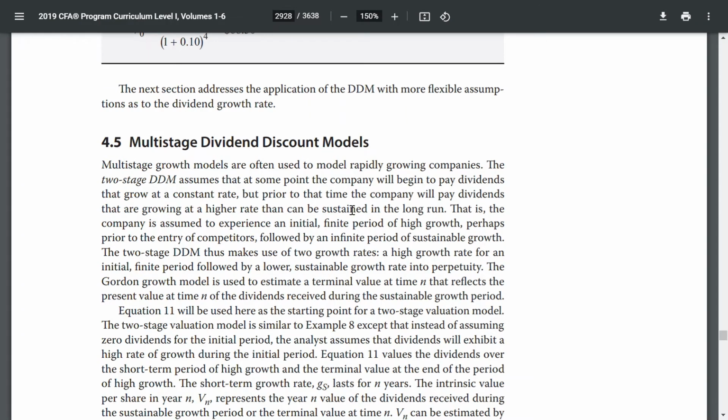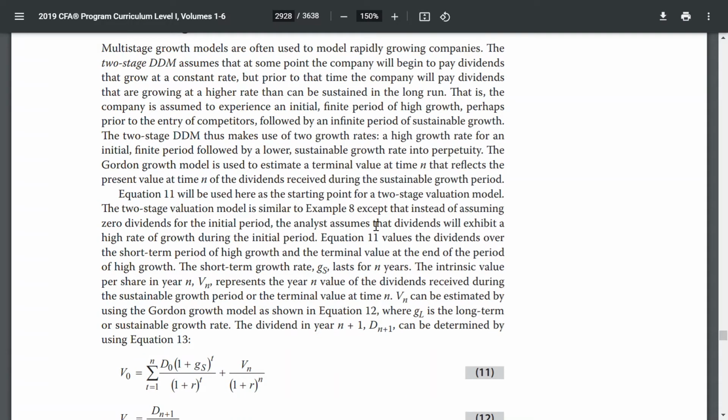Multi-stage dividend discount model. Multi-stage growth models are often used to model rapidly growing companies. The two-stage DDM assumes that at some point the company will begin to pay dividends that grow at a constant rate, but prior to that time, the company will pay dividends that are growing at a higher rate than can be sustained in the long run.